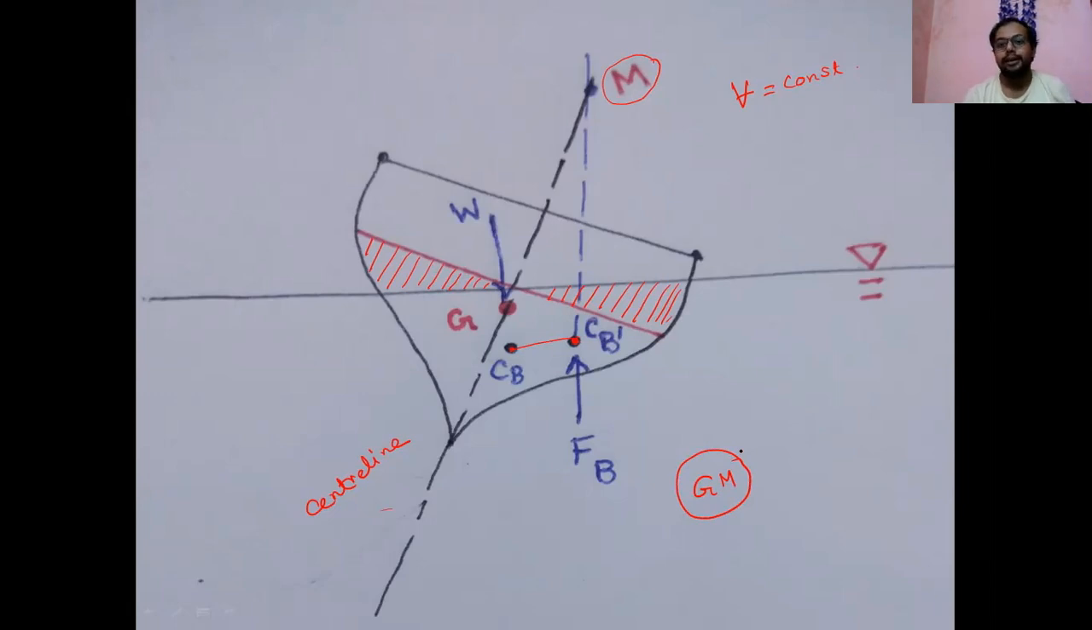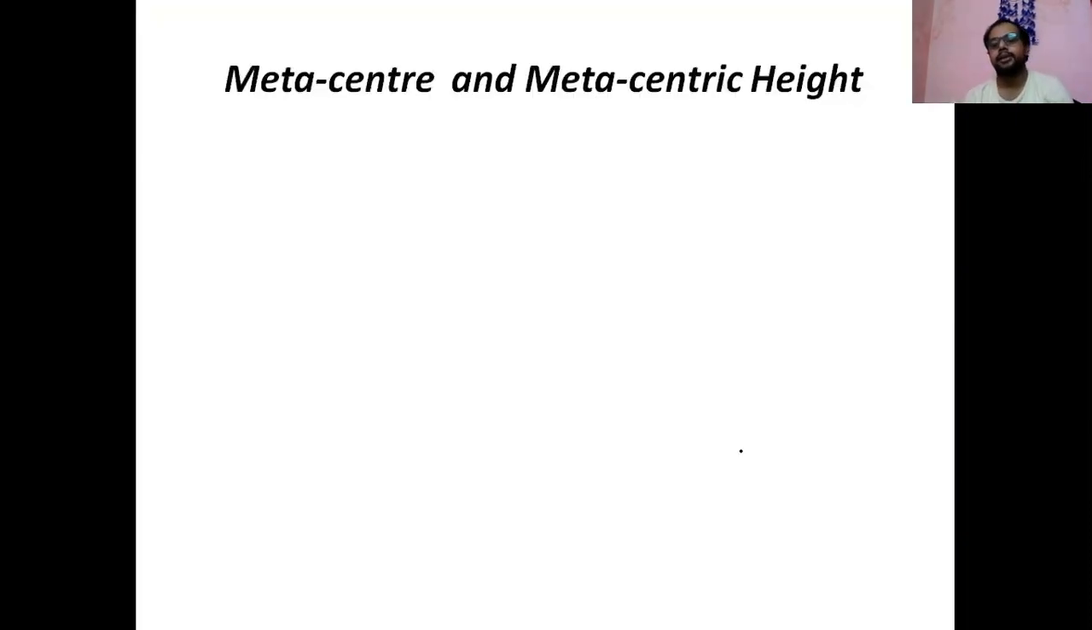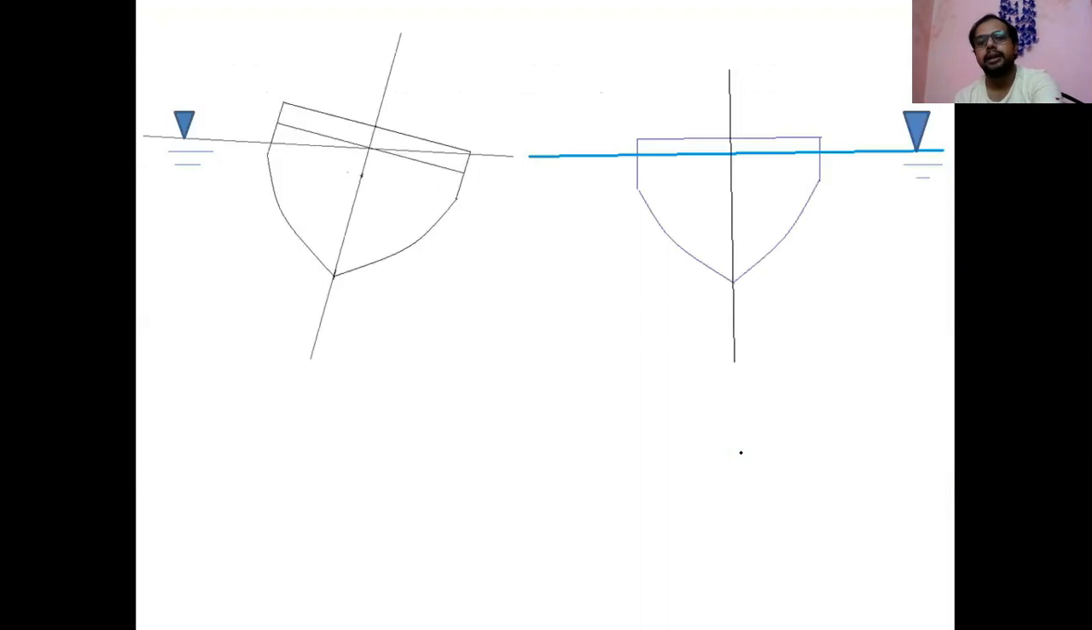Now we'll see what the position of the center of buoyancy was in the previous condition, and what the position of the center of buoyancy is in this condition, so how much it got displaced. We are going to take up one analysis now, in this manner.